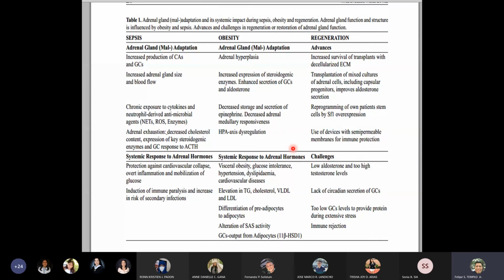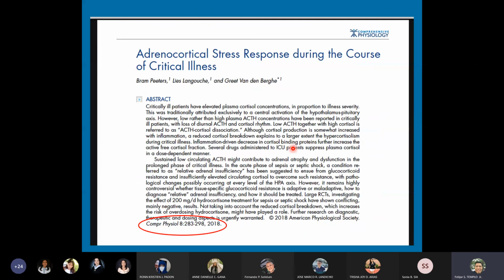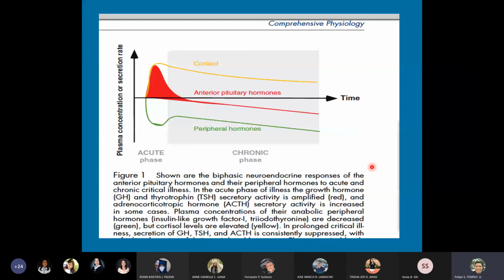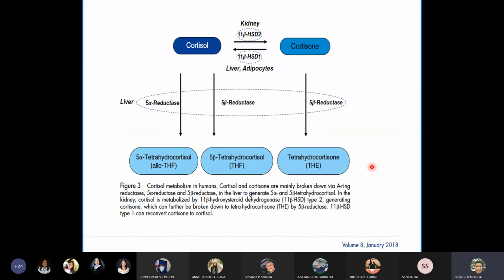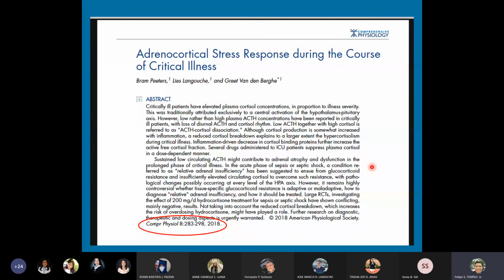They have no negative feedback mechanism. So what is your response during the course of critical illness? So very important. Right now we have a lot of patients in the ICU. So in this paper, they measured the levels in those people who are in the ICU. When we say critical illness, these are patients who are in the ICU.